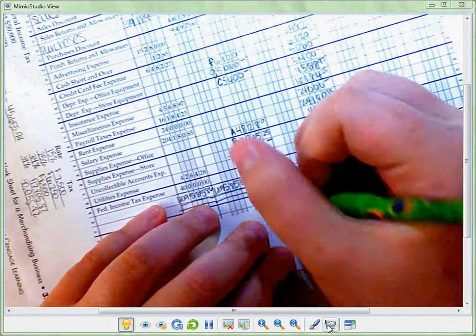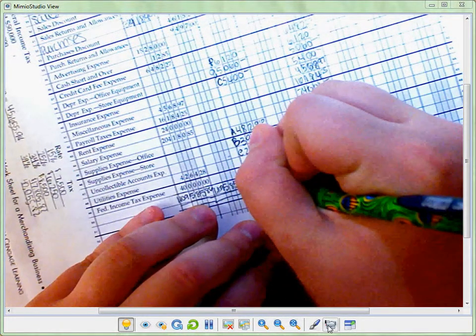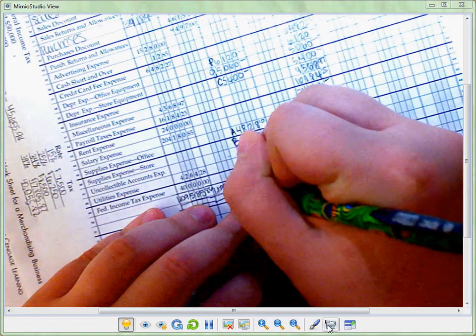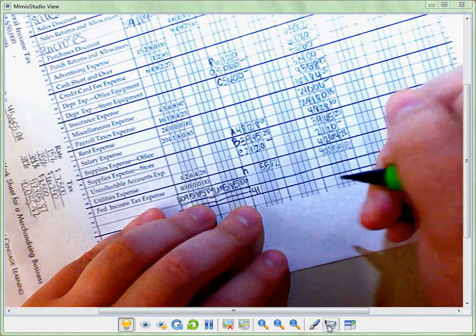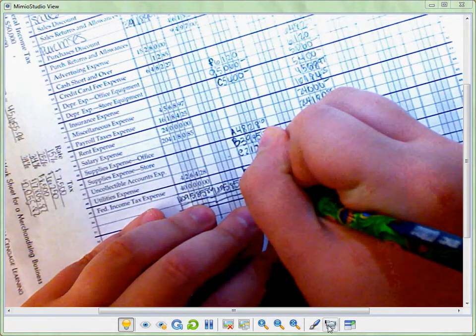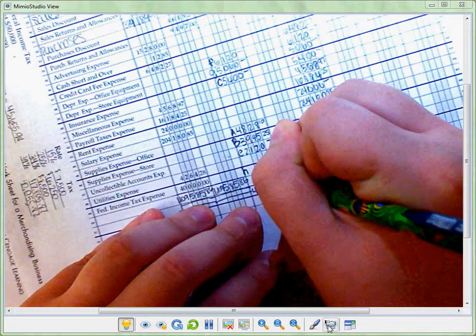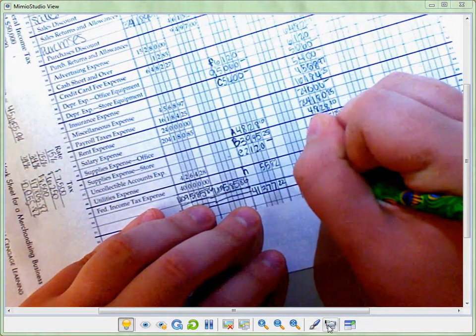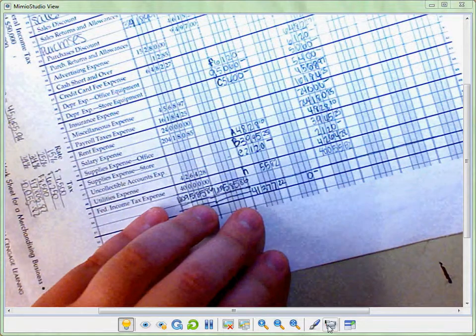Okay, adjustment, debit, and credit then is $41,377.22. That's for your debit and your credit.